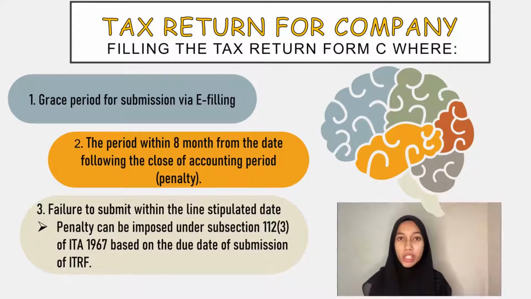So today I would like to make a presentation on the topic tax return for company. So the company needs to fill in the tax return form, which is Form C, where the grace period for submission via e-filing is within 8 months from the date following the close of the accounting period. Due to failure to submit within the stipulated date, a penalty can be imposed under Section 112 subsection 3 of ITA 1967 based on the due date of submission of the income tax return form.